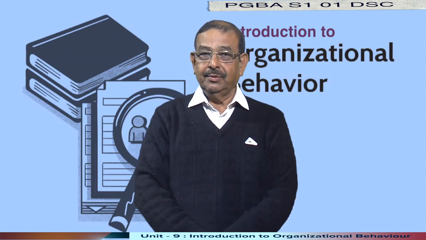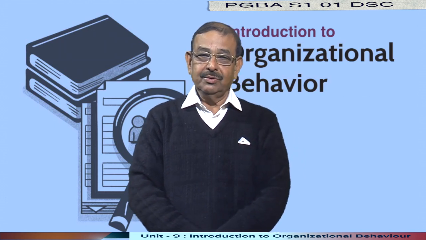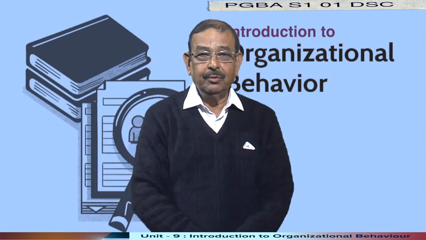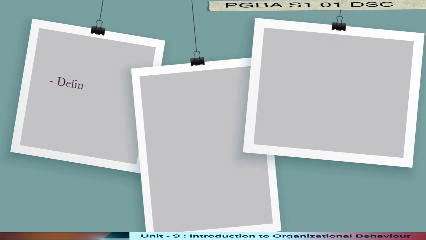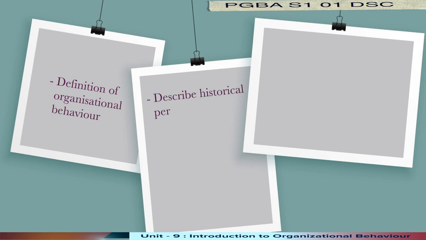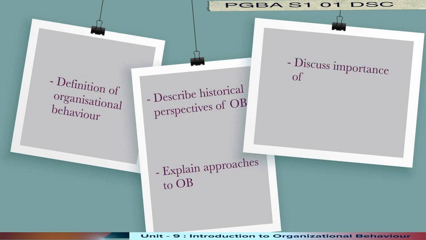Basically, in this unit, we have spelled out some learning objectives. First of all, we need to be clear about what is organizational behavior, the definition of organizational behavior. Then we shall discuss some historical perspectives of organizational behavior. After that, we shall also discuss the approaches to organizational behavior. Needless to mention, we need to discuss the importance of organizational behavior. We shall also discuss the analytical framework for learning organizational behavior.